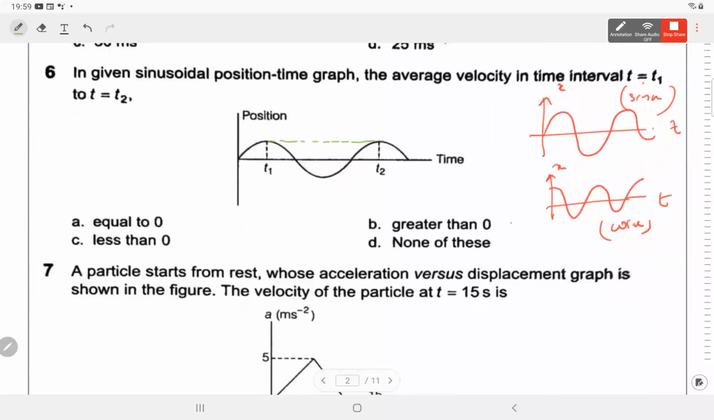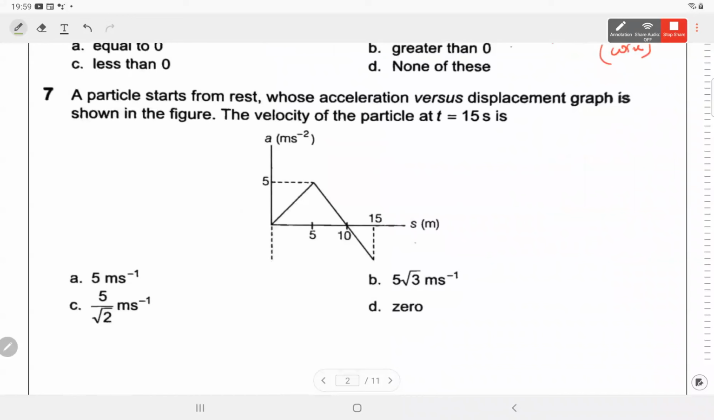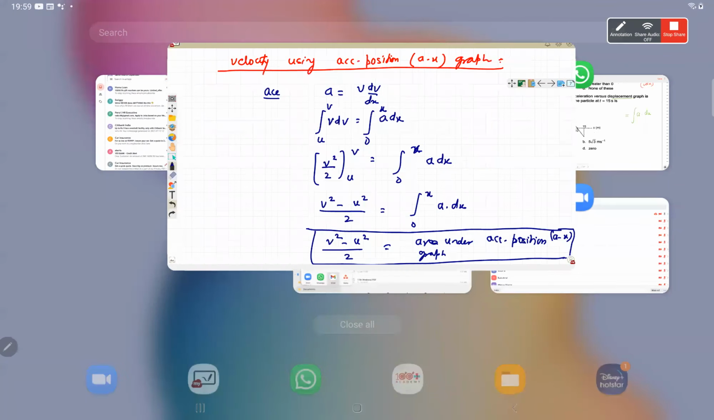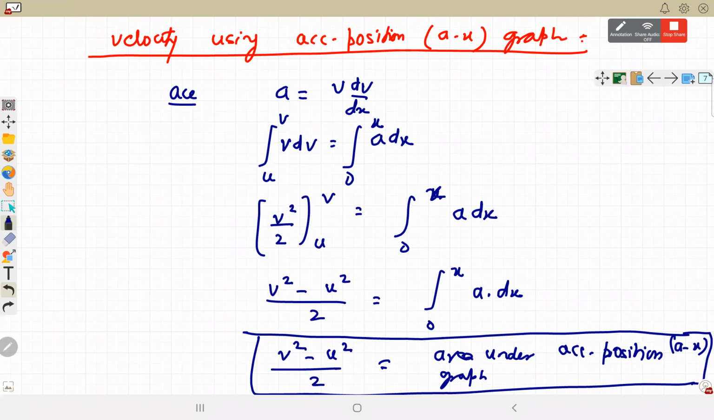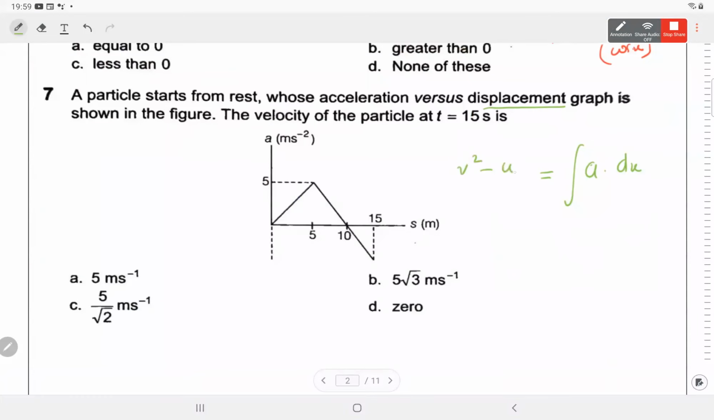Right. Question number 7. Now here, which graph? The particle starts from rest, and the acceleration versus displacement graph. So it is like a and dx. When we integrate this, as we just derived, it does not give change in velocity. It gives v square minus u square by 2. The area of the acceleration displacement graph gives v square minus u square by 2.